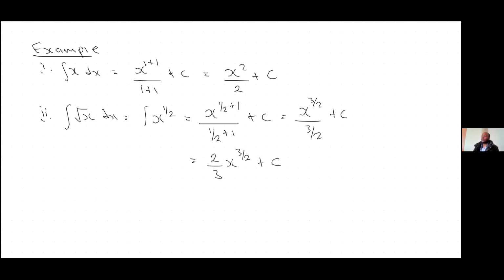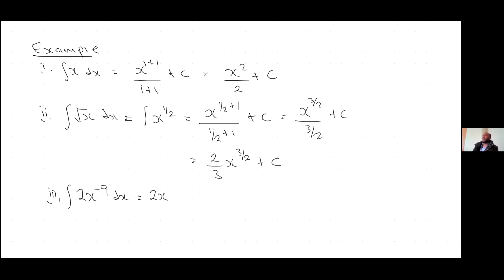Number 3, we integrate 2x to the power minus 9 dx. Okay? The same thing: you can see in this case that the variable is in index form, so we can go straight and integrate.